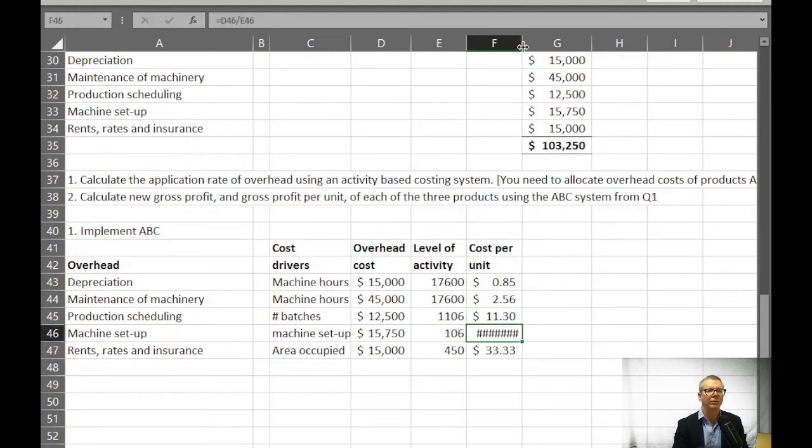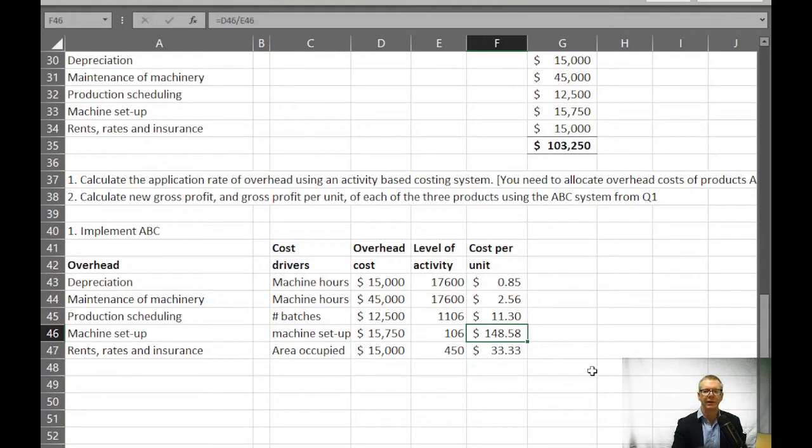I'll just make this a little bit wider so we can see what's going on here. So 85 cents, the maintenance of machinery is $2.56 per machine hour. Production scheduling is allocated at $11.30 per batch. Machine setup at $148.58 per machine setup. Rents, rates and insurance at $33.33 per metre squared that we're occupying. So now that I've got that, I can go back and I can work out the second part, the new gross profit per unit of each of the three products.